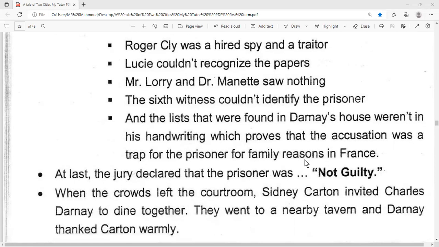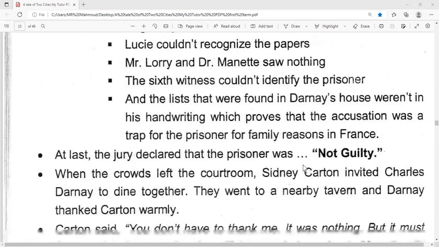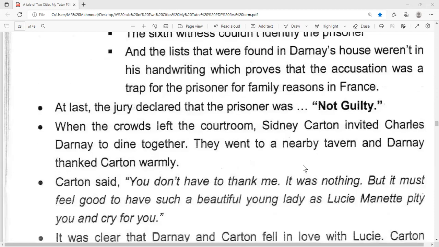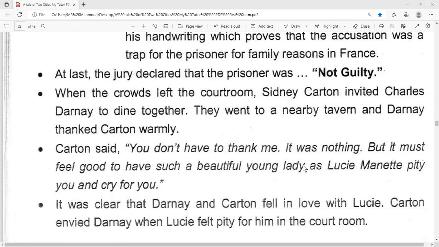The sixth witness couldn't identify the prisoner, and the lists that were found in Darnley's house weren't in his handwriting, لم تكن بخط يده, which proves that the accusation was a trap. كانت الاتهامات عبارة عن مكيدة for the prisoner for family reasons in France, بسبب مشاكل عائلية في فرنسا من أسرته. At last, the jury declared that the prisoner was not guilty, أن المتهم غير مذنب.